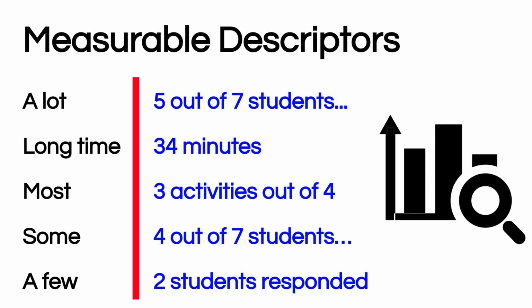Avoid using vague, unmeasurable descriptors, such as a lot. You could say 5 out of 7 students. A long time, about 34 minutes. Most, 3 activities out of 4. Some, 4 out of 7 students. A few, 2 students responded. See the difference in the type of descriptors that are used? On the left side, they're vague. On the right, you're more specific. That can give you better conversation. That can give better focus on what the next steps are.